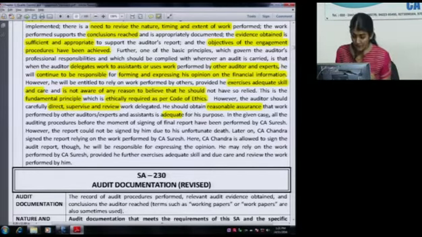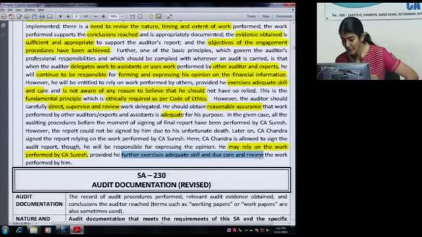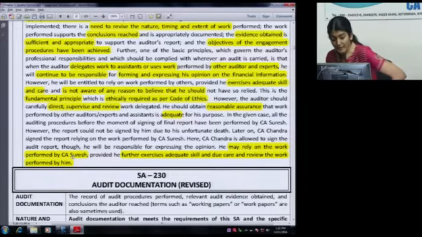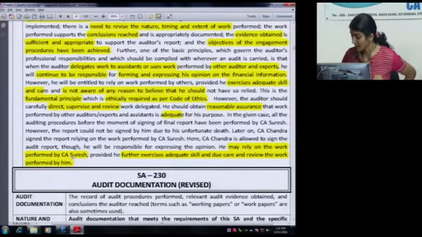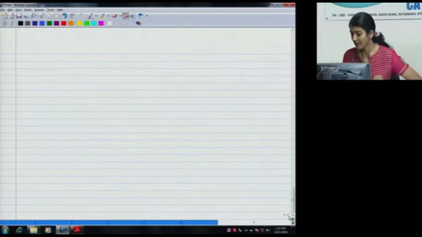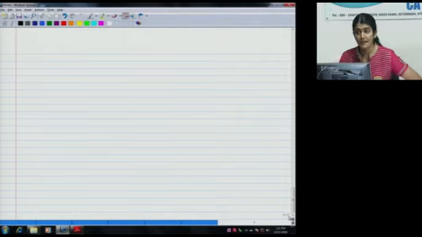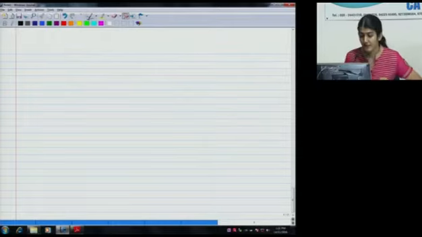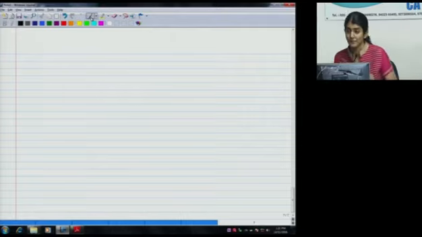In the given case, whatever happened, what is the last line? He may rely on the work performed by CA Suresh provided he exercises adequate skill and due care and review of the work performed by him. So that is SA220 on quality control for an audit of financial statements. Simply what they are saying, you cannot rely on the work of others unless and until you have checked the adequacy of the work. It's a breach of SA220 read along with SQC1. So that completes SQC1 and SA220.